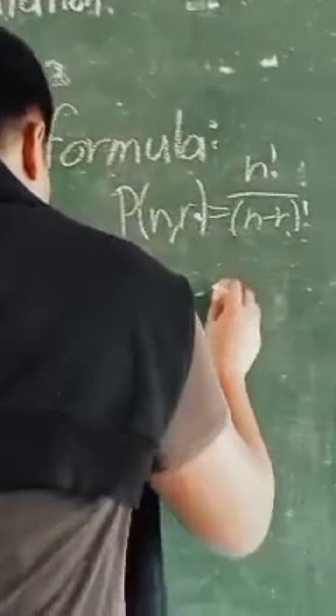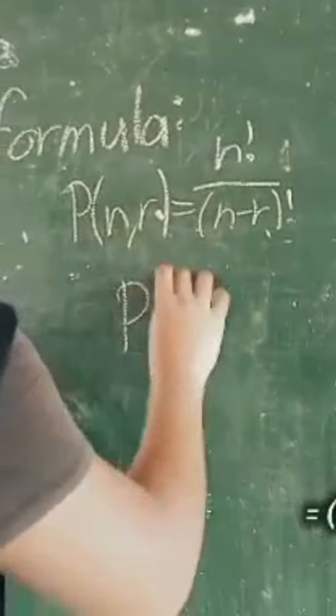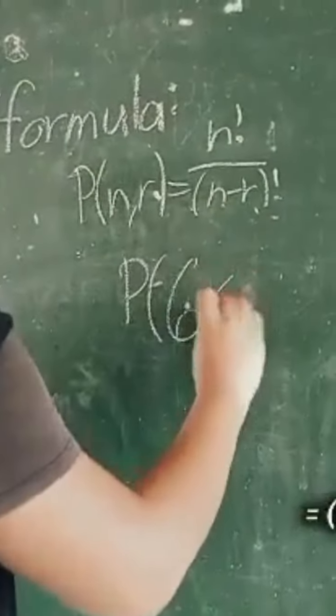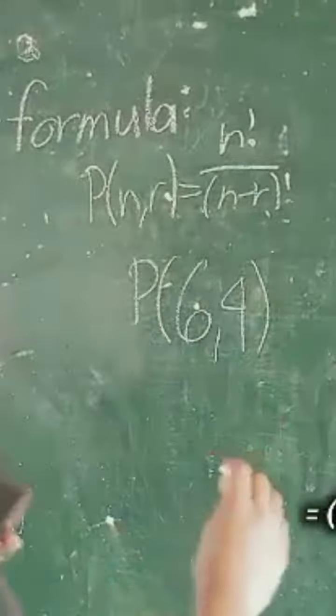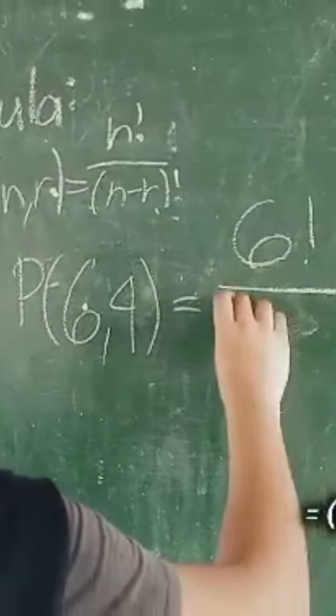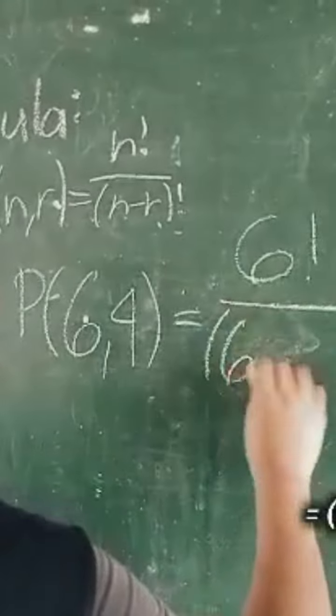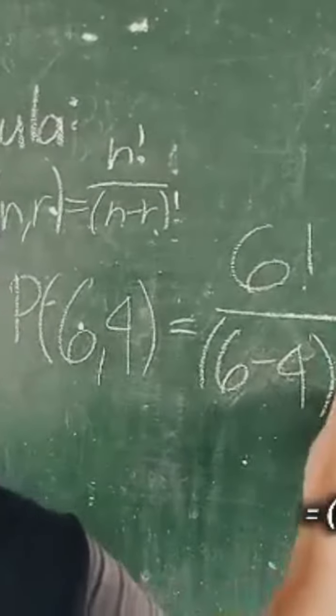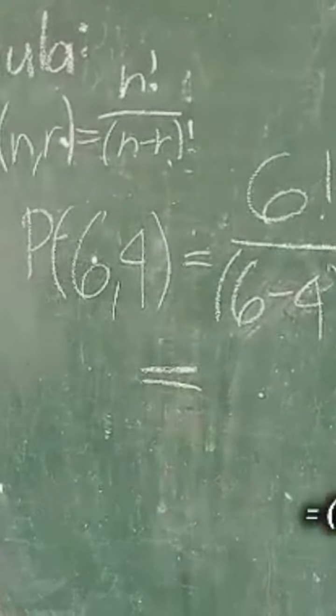For example, P(6, 4) equals 6 factorial over (6 minus 4) factorial. The answer for this example is 360.